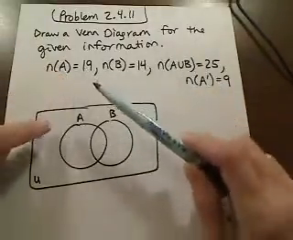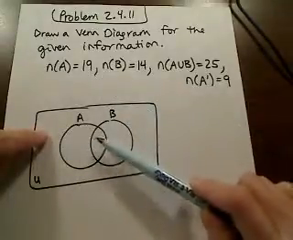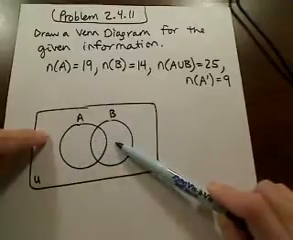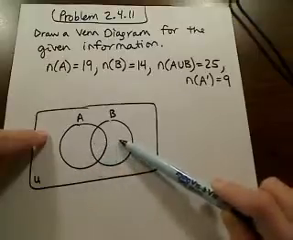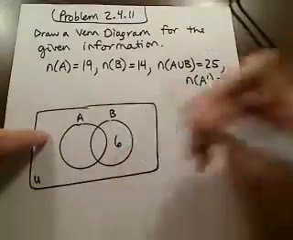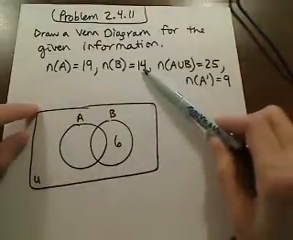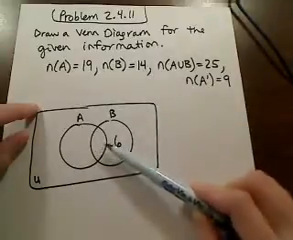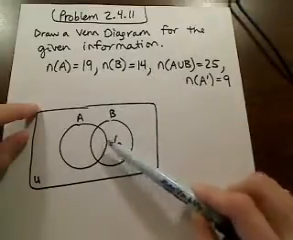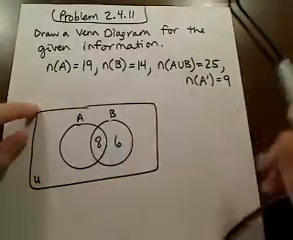So the number of elements in A is 19. The A regions are this region and this region here. So we know that these three regions have to be 25, and these two regions have to be 19. That tells us that this region right here has to be 25 minus 19, which would be 6. Once we know that, we can use this piece of information: the number of elements in B is supposed to be 14, so these two regions together total 14. So if this is 6, then this region right here has to be 8.